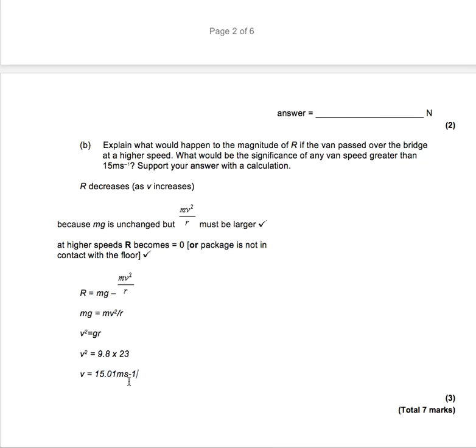So what we're saying is, at 15 meters per second, R falls to 0. Anything more than that, the centripetal force required to maintain that circle at that speed is not available. And so the van will try to follow a larger circle. Let's just say it will leave the road. So there it is. Hopefully that's been helpful to you.